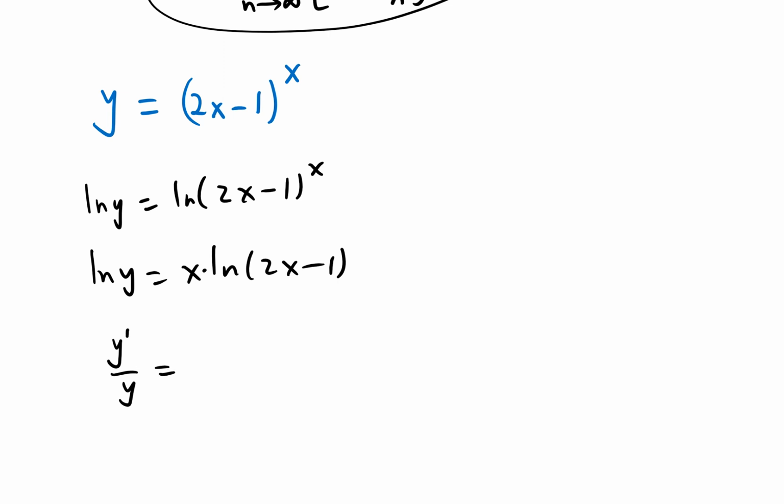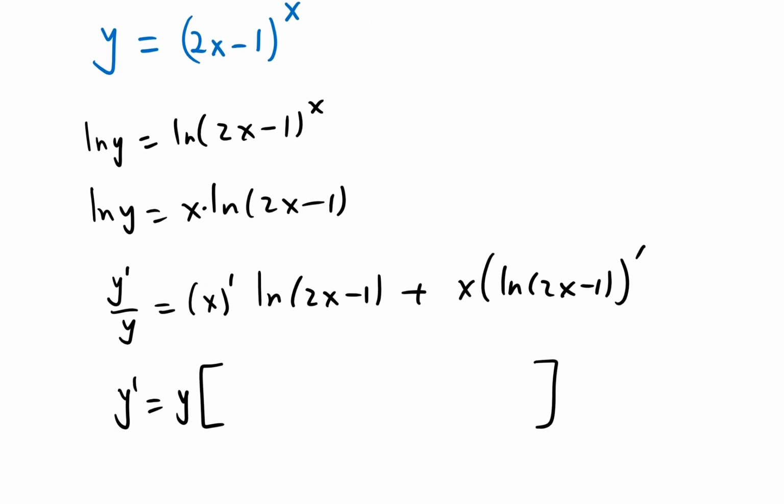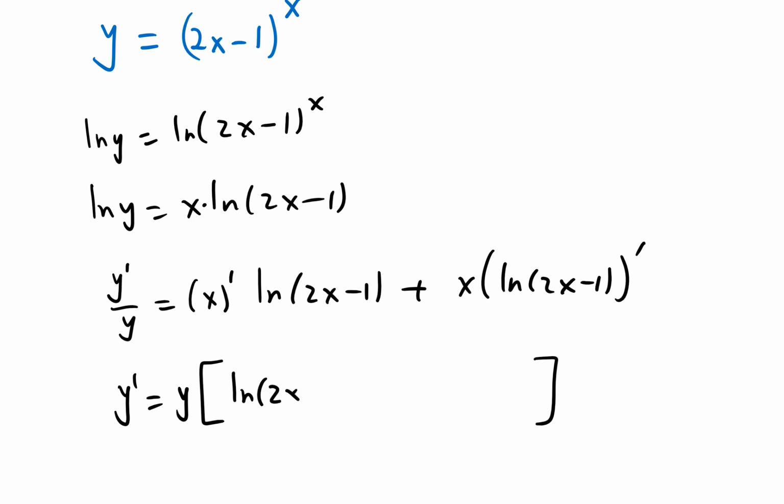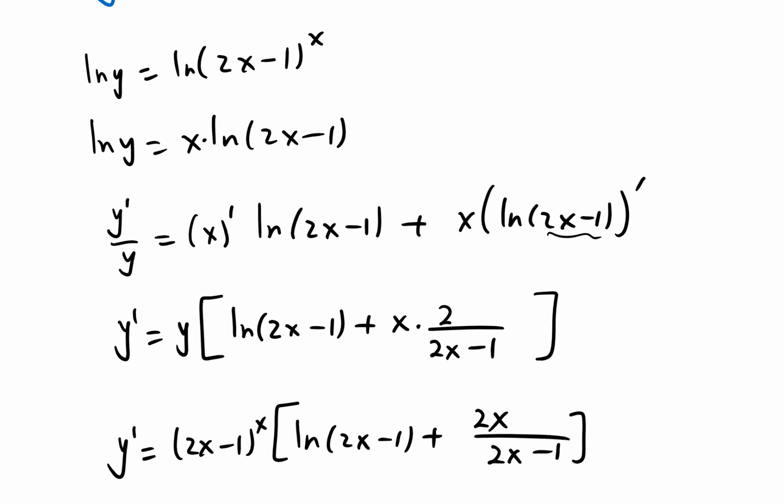Now we use product rule. Derivative of the first one times the second one plus the first one times the derivative of the second one. Multiply both sides by y, and let's see what we get inside the bracket. Derivative of x is 1, so you get natural log of 2x minus 1 plus x. Derivative of this is 2 over itself. But y is 2x minus 1 to the x power. Keep this the same. Plus 2x over 2x minus 1.